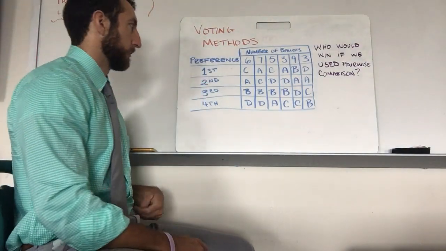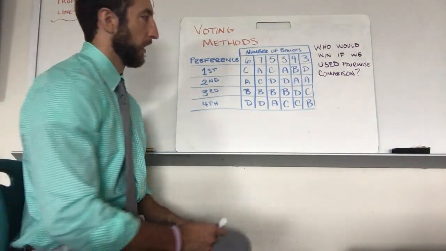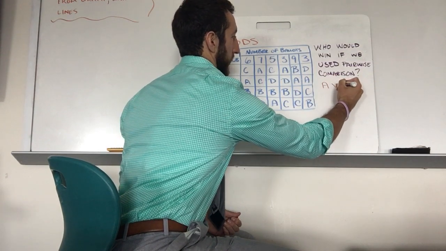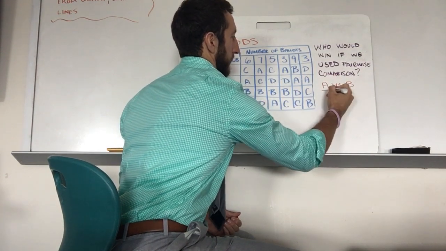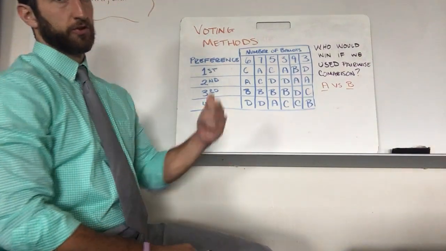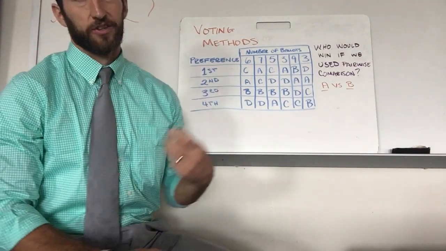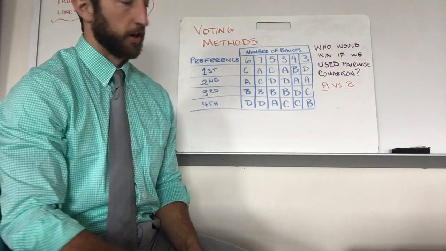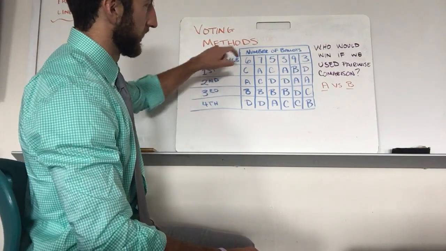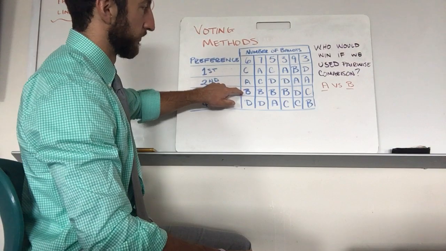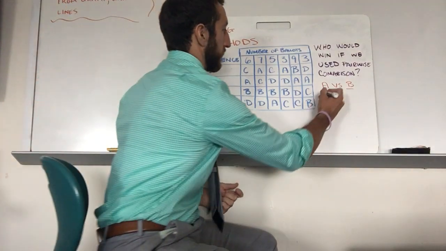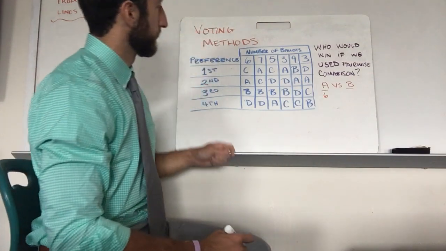Same preference table. We're going to look at a matchup, so we're going to pair two candidates. Let's say A versus B. We go through each column, and whoever is preferred in that column gets all those votes. In this first column, I'm looking at A versus B. A is preferred over B. A would be their second choice, B would be their third choice. So A is going to get those 6 votes.